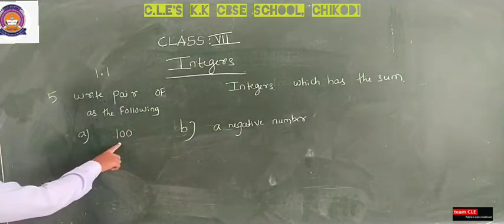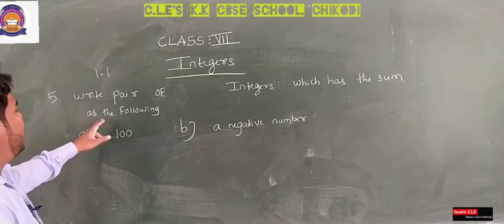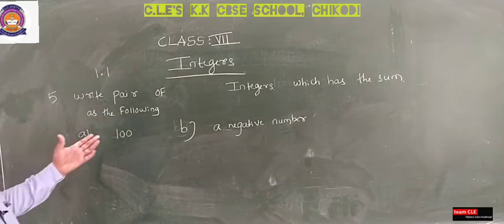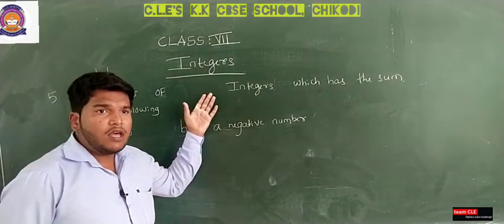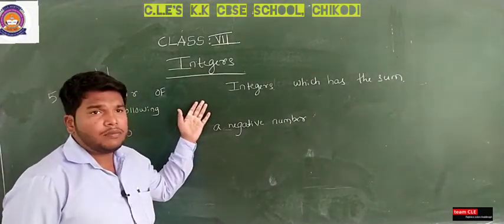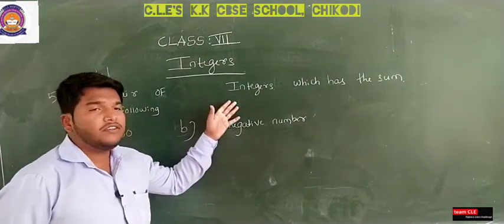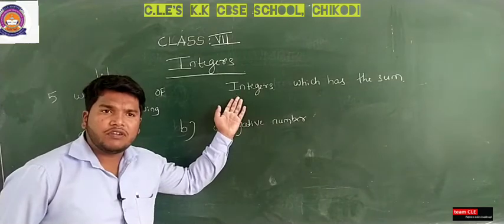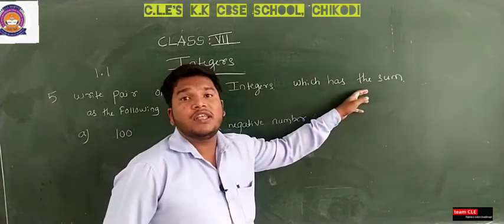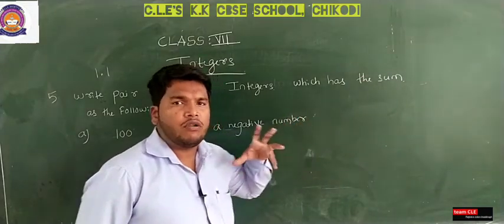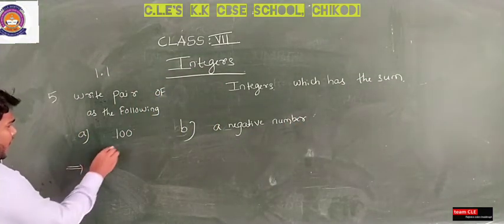Now see 100. The question says write a pair of integers which has the sum as the following. Here they have not told us, as in the previous third and fourth questions, to take negative integers. Here they say only integers, which means you can take positive or negative integers, but the result should be the sum. Sum means you use the positive symbol, that is the addition operation.